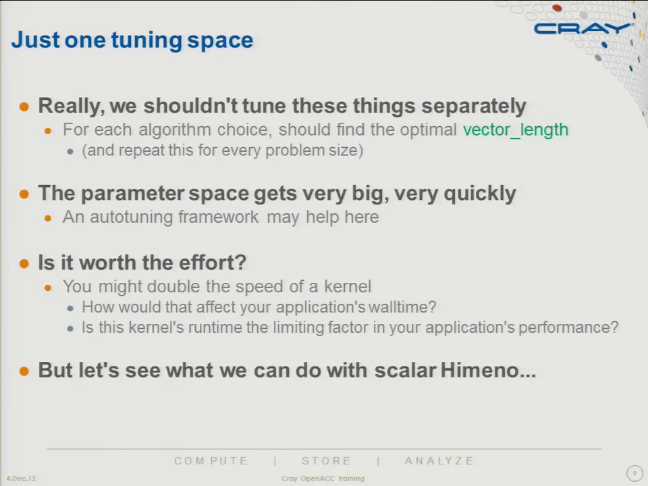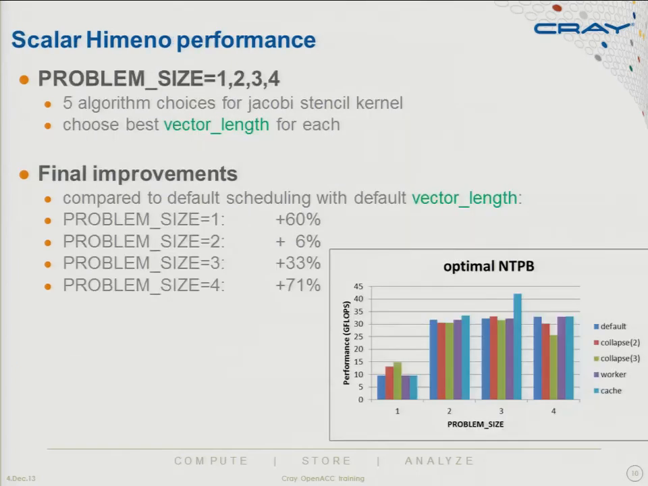Well, you might double the speed of a kernel. Is that worth it to you, is what you've got to ask. How much difference will that make to the runtime of my application compared to the time I'm going to spend finding these optimal choices? But if I do that, if I choose the best algorithm and the best vector length, and I compare that to the default, which is 128 threads with the default schedule, what can I get?